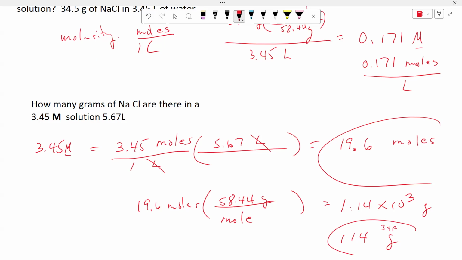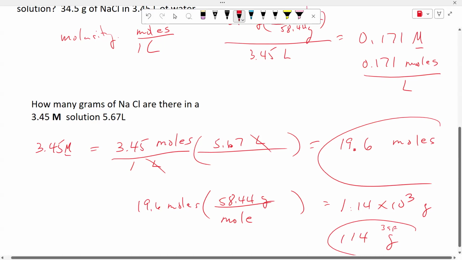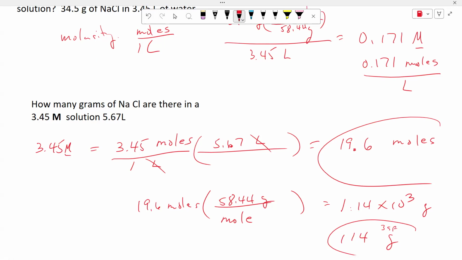So you can do this in one step if you want. You can put this right here, not one step, but one line, or you can think of it as in two parts. Conceptually, I think it's easier if you think of it in two parts. But mathematically, you can do it. So if you want 345 for 1 liter times 6.70 liters times 58.44 grams per mole, the moles would cancel, liters would cancel, leaves you with grams.